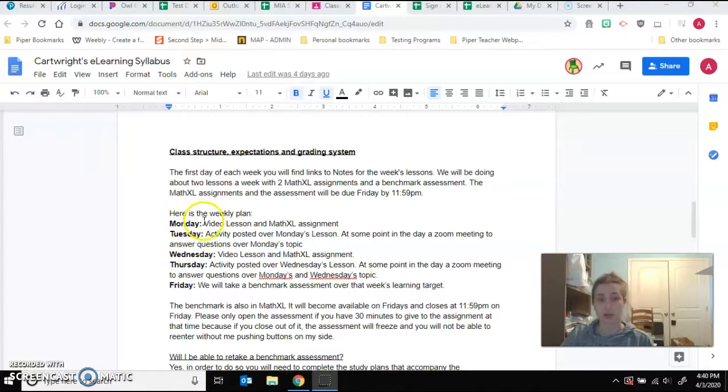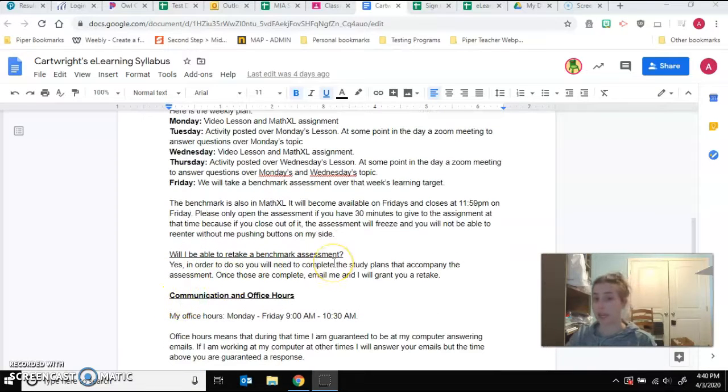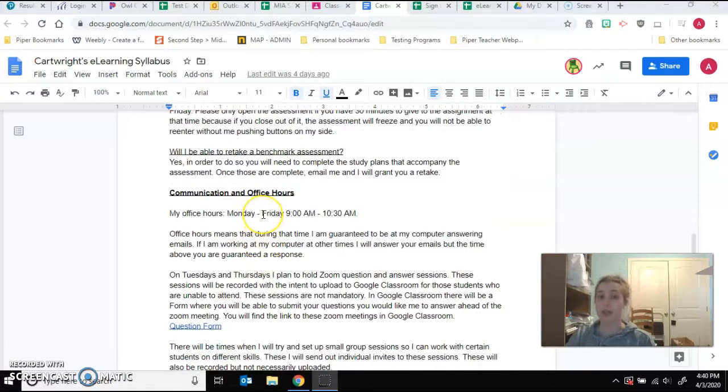Also notice that it goes through what each day of the week will look like for us. Again, there's something missing in there that people have been asking for. It explains what a benchmark assessment is and how it'll work. And then, will you be able to retake the benchmark assessment? You can read that to figure that out. The communication and office hours: I will be answering emails during the times of 9 to 10:30, definitely. And then if I am on my computer and able to answer emails, I will answer emails throughout my day, depending on what I am doing.